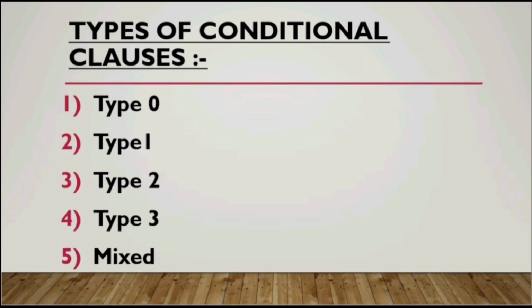Types of conditional clauses. Basically, conditional clauses are of 4 types, and the fifth one is kind of a mixed conditional clause. Type 0, type 1, type 2, type 3, and mixed. We will discuss each one of these in detail in upcoming videos. I will make a separate video on each type of these conditional clauses.